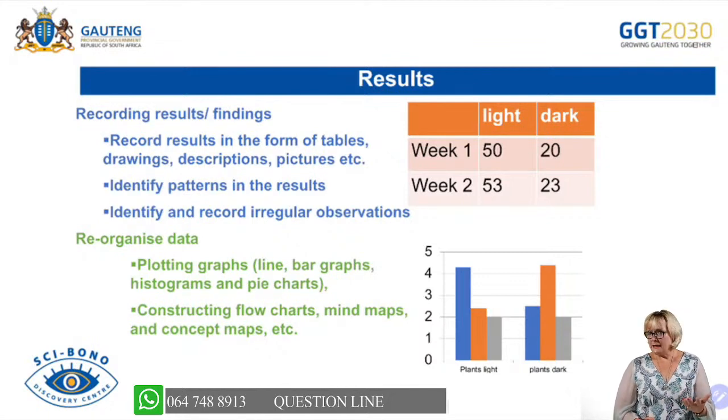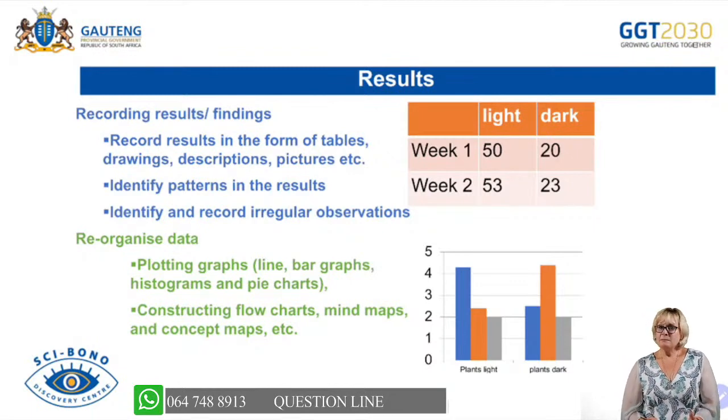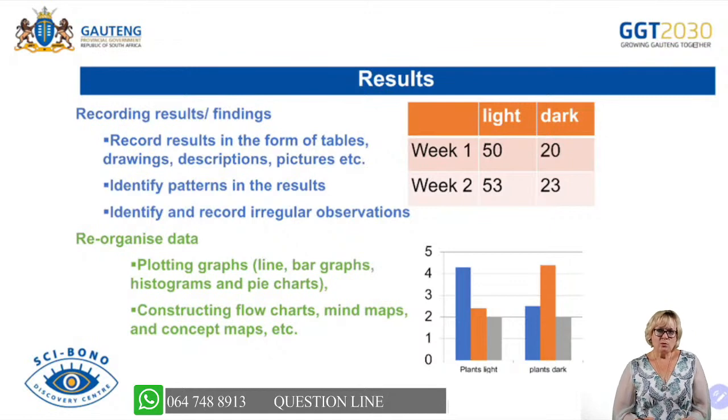And we can sometimes plot graphs: line graphs, bar graphs, histograms, pie charts. So there's basically 4 types of graphs we use in life sciences. We can construct flow charts, mind maps, and concept maps. So it all depends on your data. So coming back to the bread mold, you can put that in a percentage. And if you put it in a percentage, then obviously you can actually draw a bar graph, so that you can compare and easily see on which slice of bread the mold grew the fastest.